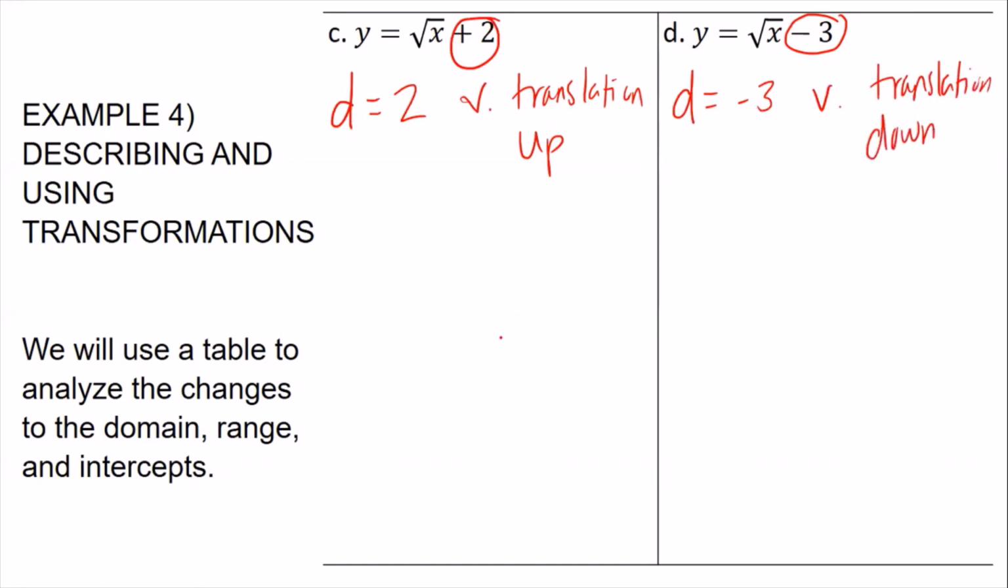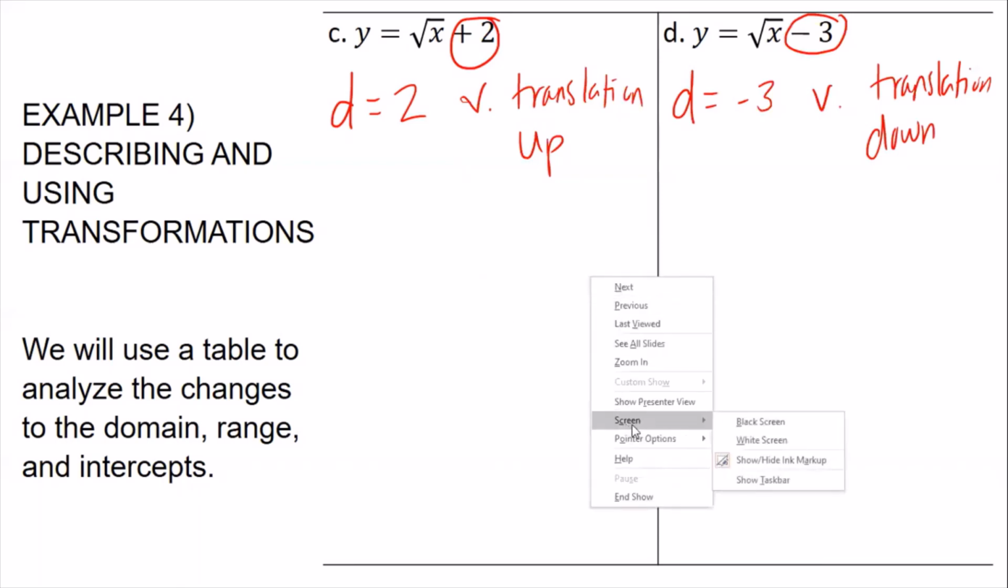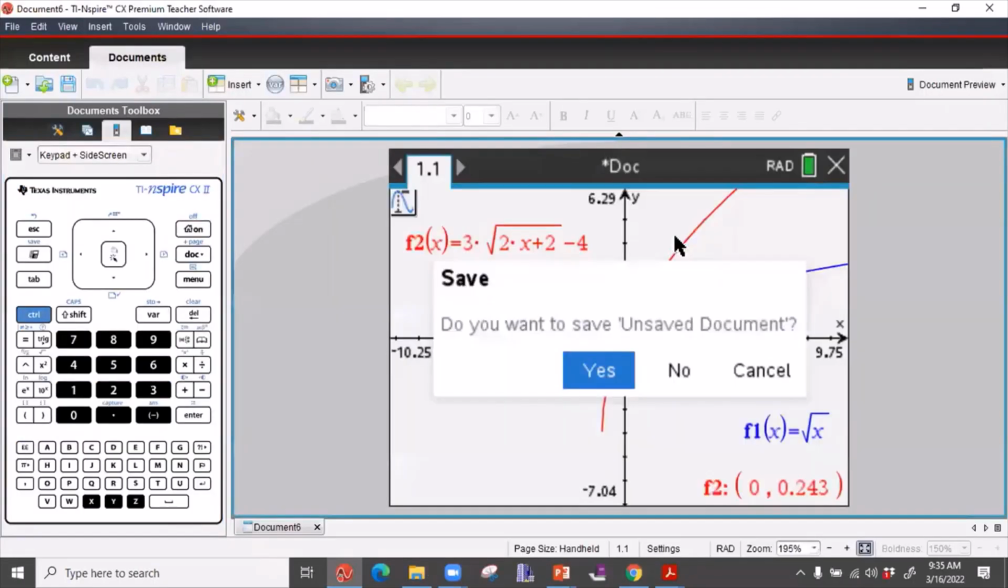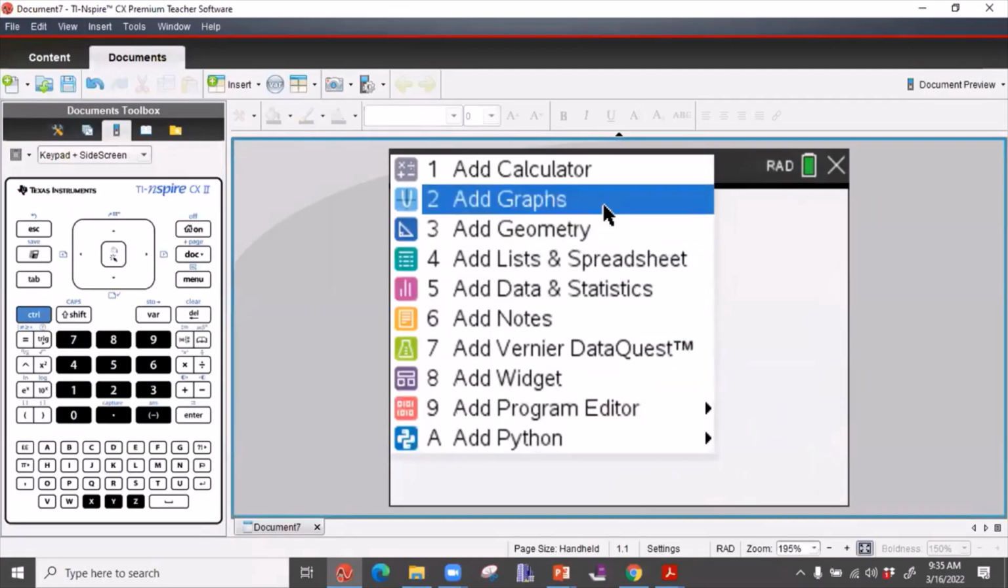Okay, we're going to look at the graphs of each one of these and compare their domain and range to the original function, to our parent function. So if you have your calculator out, please follow along. If not, please grab a calculator. I'm going to start a new document. No, I don't want to save.